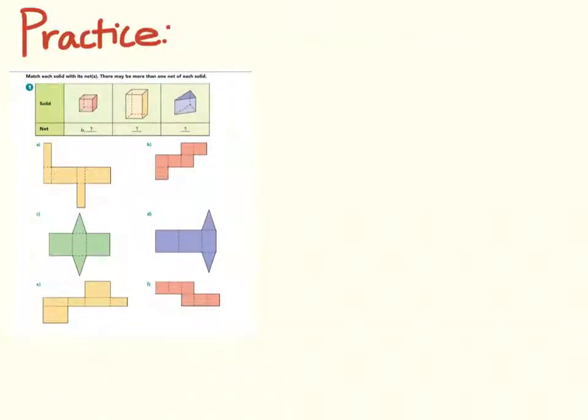Let's try a couple of practice problems. I'll apologize in advance. This might be a little small, especially if you're watching on your phone or your iPad. However, the job here is to match each solid with its net. If you cannot see because your screen is too small, we can do this together in the textbook tomorrow. If you can see this just fine, however, please find the nets that would fold into a cube, find the nets that would fold into the rectangular prism, and then identify the nets that would fold into the triangular prism.